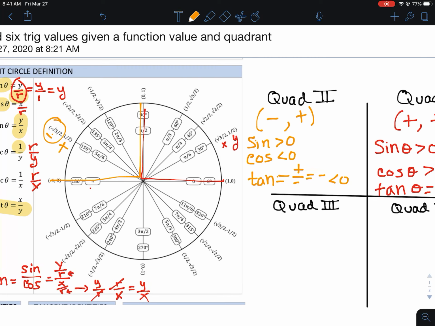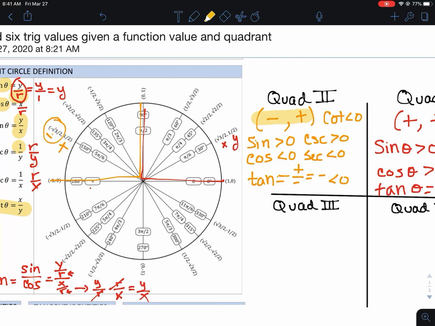Now, the related values are going to be the exact same thing. So if sine is positive, cosecant is positive. If cosine is negative, secant is negative. If tangent is negative, cotangent is negative, right? So tangent and cotangent are negative in any of the quadrants where the points have one positive value and one negative value.